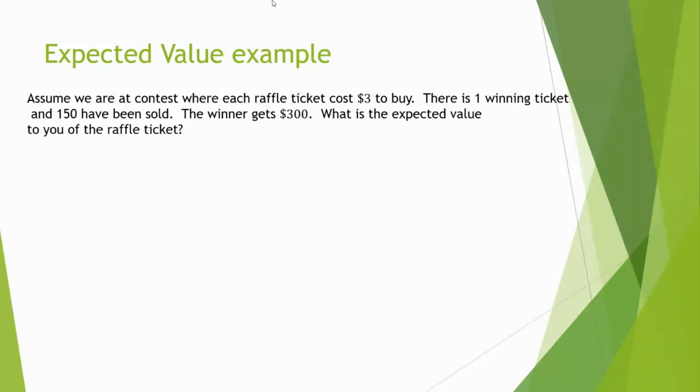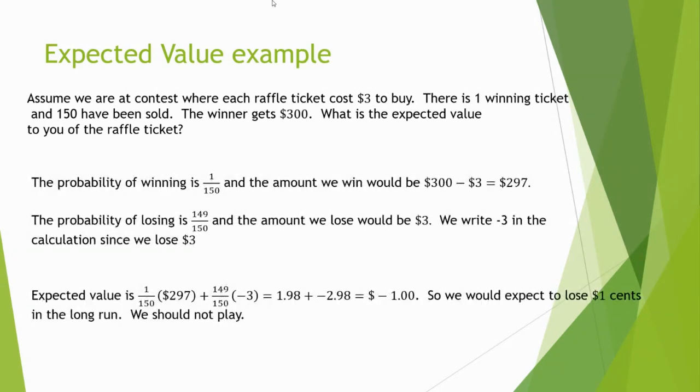And saying the expected value to you does make a difference, because you can consider expected value to whoever is running the contest, like a company, a charity, whatever. Anyway, so how would we do this? Well, since we're assuming the tickets are equally likely, they all look the same. You can't tell, except for the number on it. You really can't tell which is which.